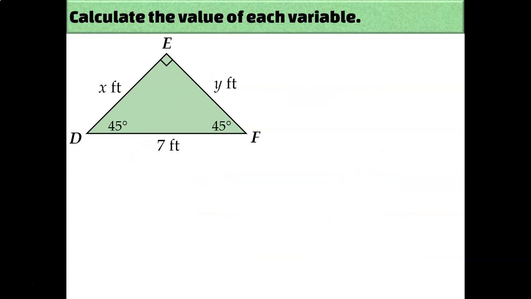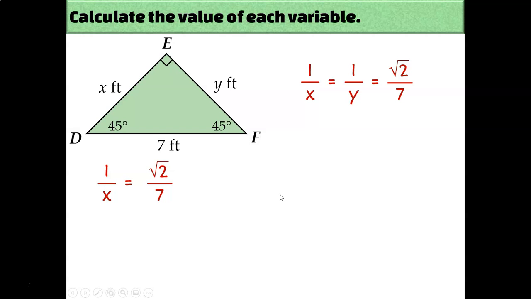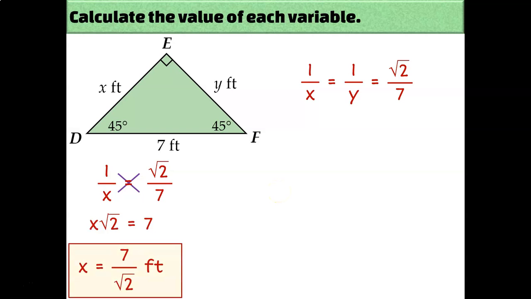Next up we have another 45, 45, 90 triangle, but this time I don't know either of the legs. So let's go ahead and set up our proportion, 1, 1, and square root of 2, and put that over x and y for the legs and 7 for the hypotenuse. To solve, I need to take one of my ratios that has a variable and set it equal to the ratio that's complete, that I know both the top and the bottom number. So for example, I could write 1 over x equals the square root of 2 over 7. Then I can cross multiply and divide both sides by the square root of 2. So I get an answer of x equals 7 over the square root of 2.